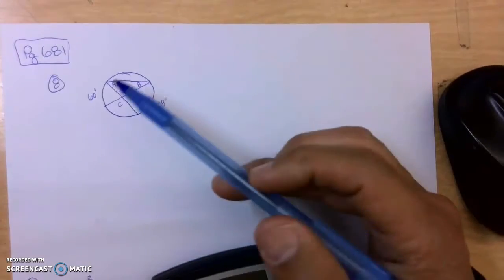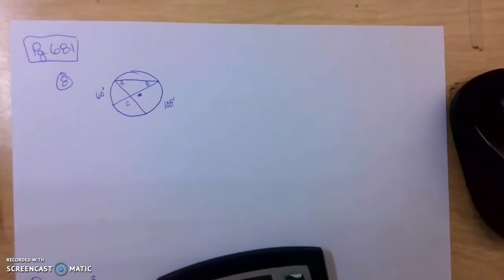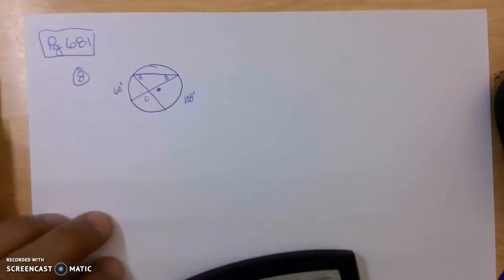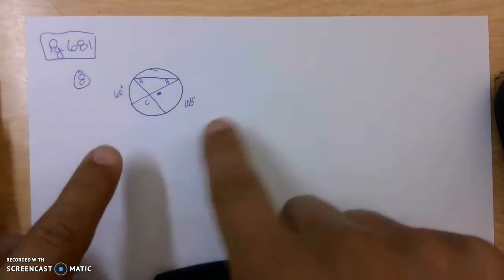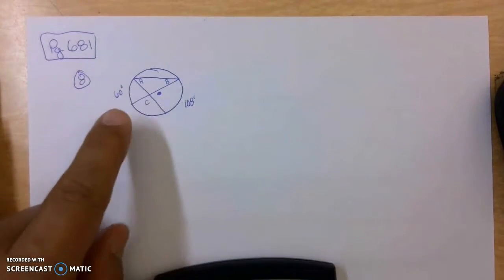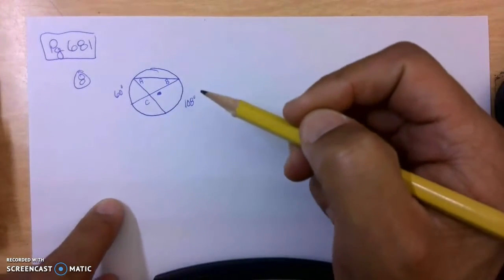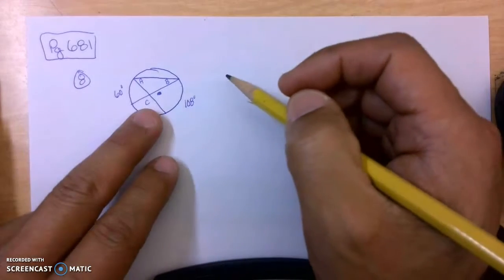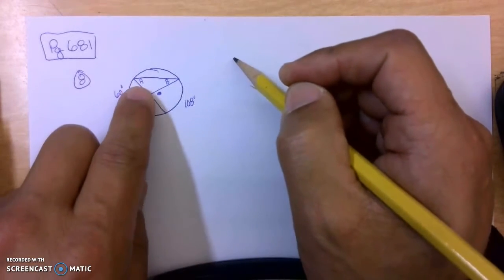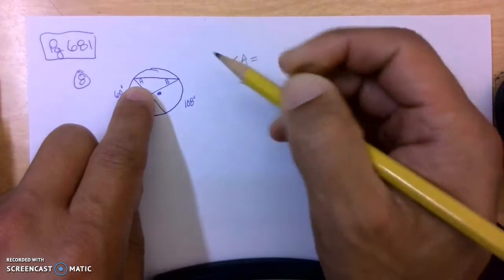All right, we're going to do some problems here on page 681. We're going to start with number 8 here. And when we do this, the problems get more and more advanced when they start adding more and more angles and lines and arcs. So as you do this, you really got to be focused in on what you're trying to solve here. I'm going to first solve for angle A.